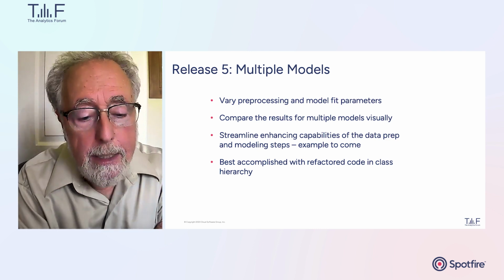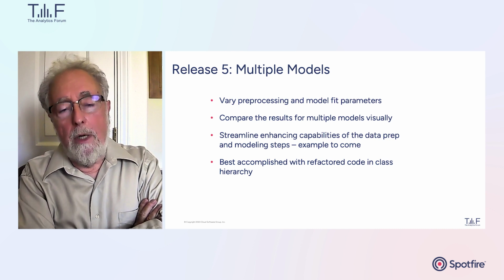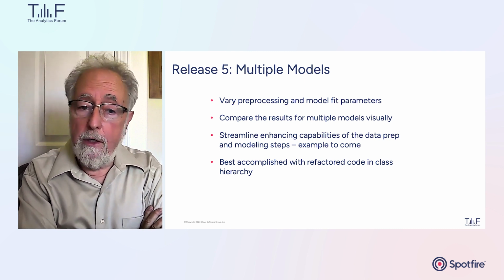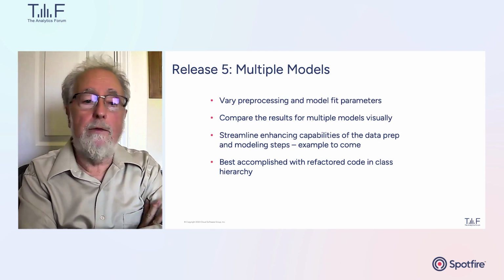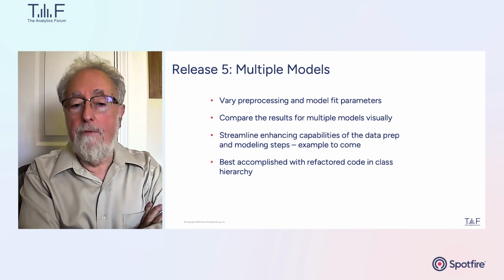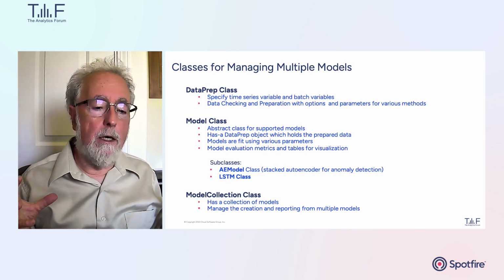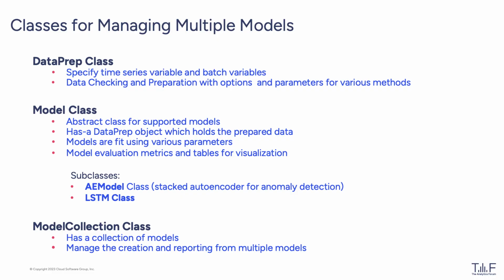So our latest enhancements are interesting in that we can, as I mentioned, create multiple models. In other words, we can vary the kind of pre-processing we do for missing variables, missing data, and so forth. We can try different sets of model fit parameters, and then we can compare the results visually. How do we do that? Well, in our Python data function, we've created a class system. I call your attention to the subclasses for the two different types of models we currently support. Hopefully, we'll be enhancing these as we go forward.